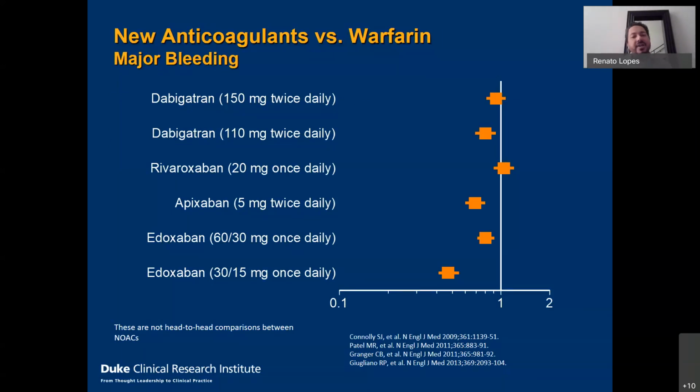So now you can appreciate that these results are not the same in all trials. Some drugs are as good as warfarin to prevent stroke, some are better. Some drugs are as good as warfarin in terms of safety, some are better. And all of them are better in intracranial hemorrhage. But it's important to understand those differences, because when you're choosing the NOAC to be used, you need to know the results of the trial so you can choose what drug you think is more suitable for each patient population.